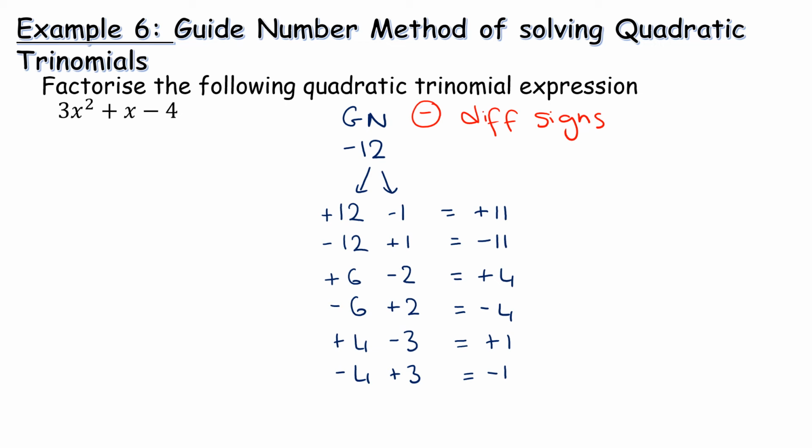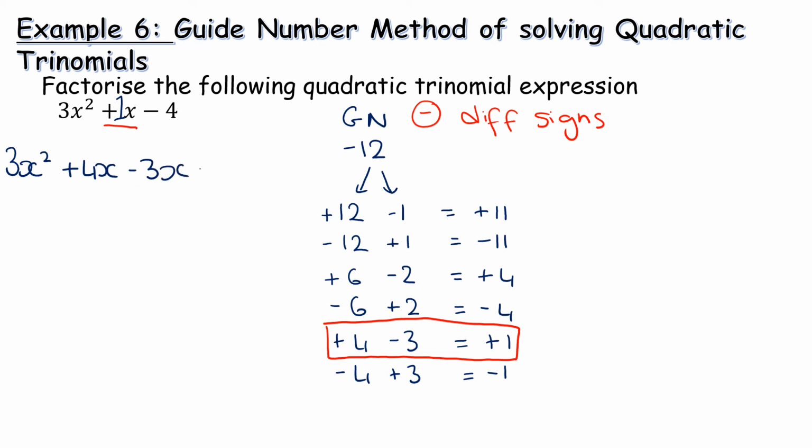So we want this to add to give me the coefficient of the middle term. And there's no coefficient, but remember I have an x, which means I have 1x. So I want that to add to plus 1. So the correct factor pair for this question is plus 4 minus 3. So I have 3x squared plus 4x minus 3x minus 4. I'm now going to do some grouping.